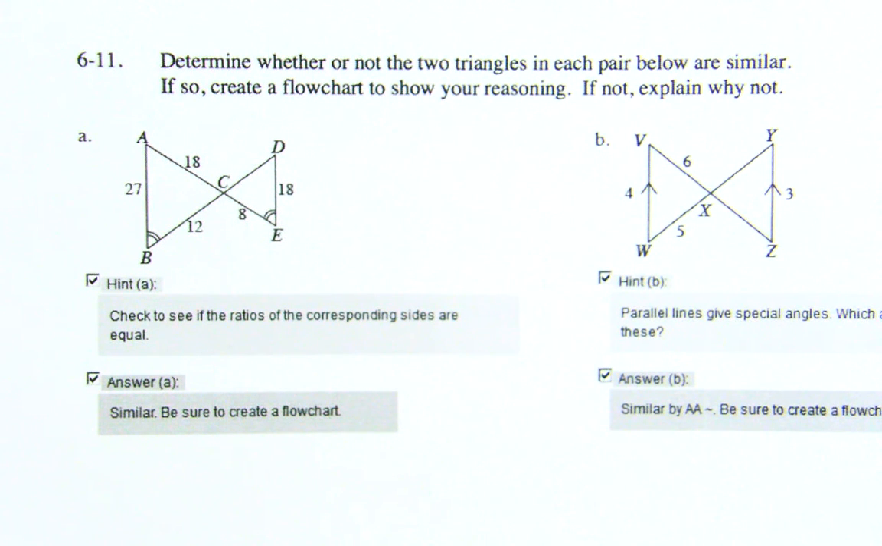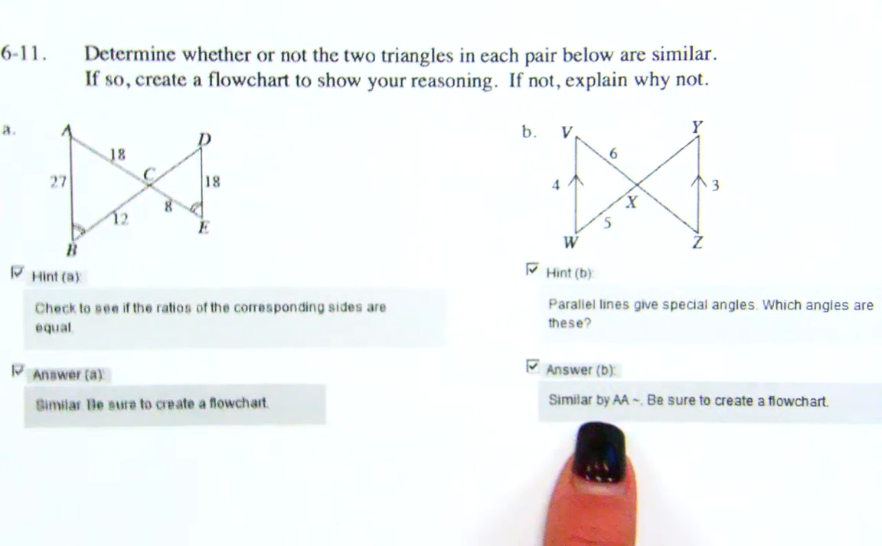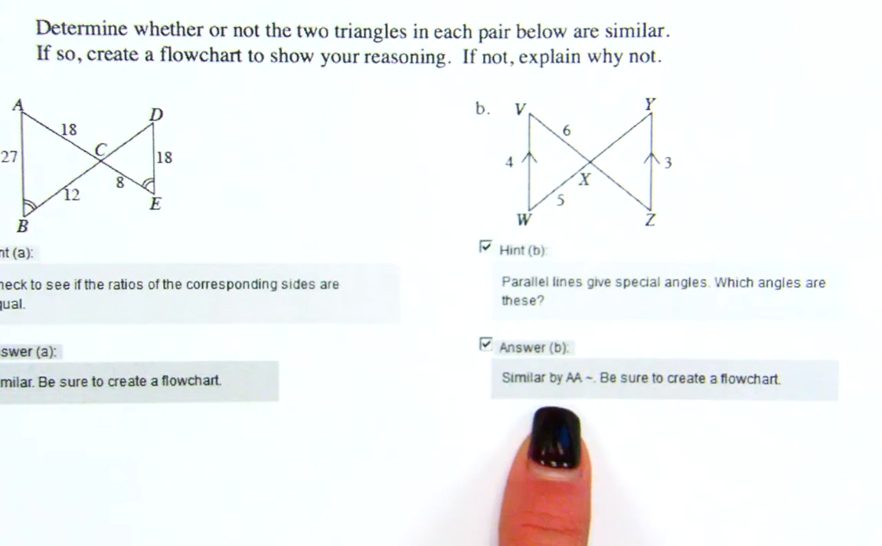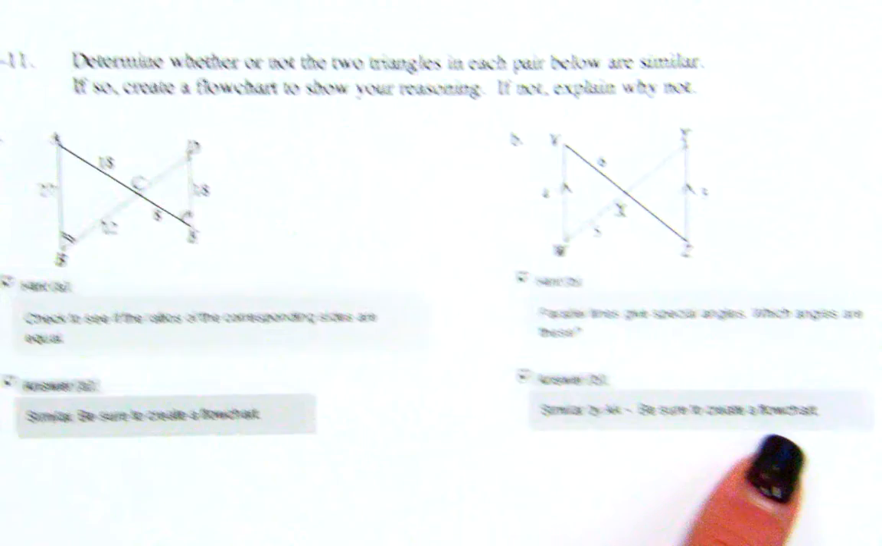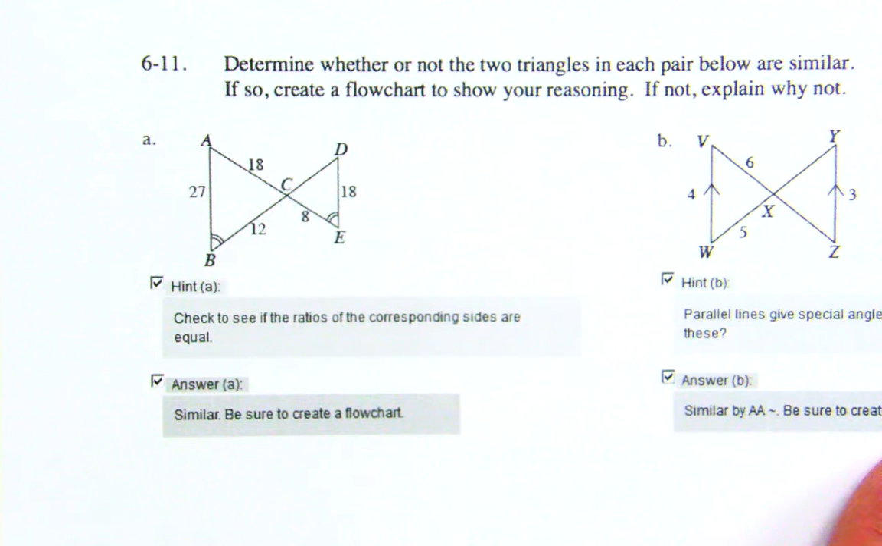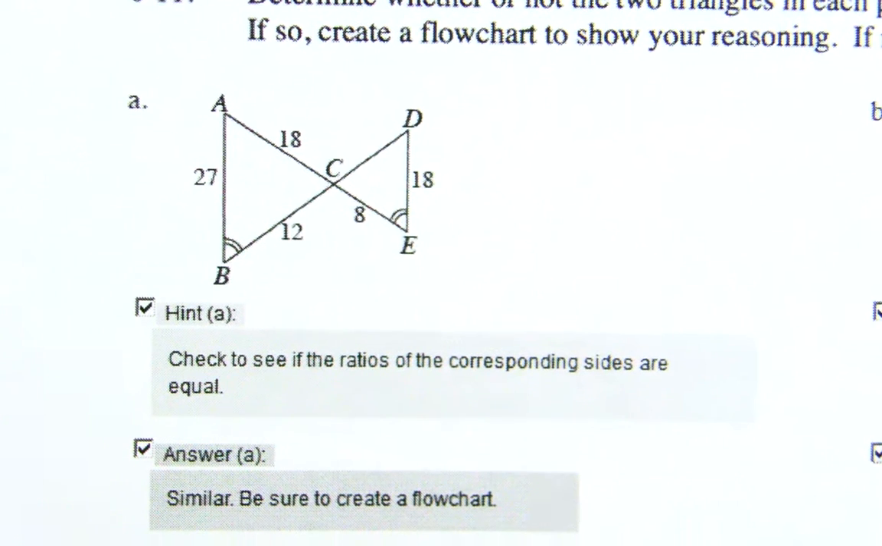So it says they are similar. Be sure to check create a flowchart. And then this says similar by angle-angle association. Be sure to create a flowchart. I'm going to create the flowcharts because the reality is it's all wonderful if you know how to do the similarity part. You can check, but you need to create the flowcharts. That's all of chapter 7. So we're going to start with the first one really quickly, and I'm going to mark in different colors why these are similar to begin with.